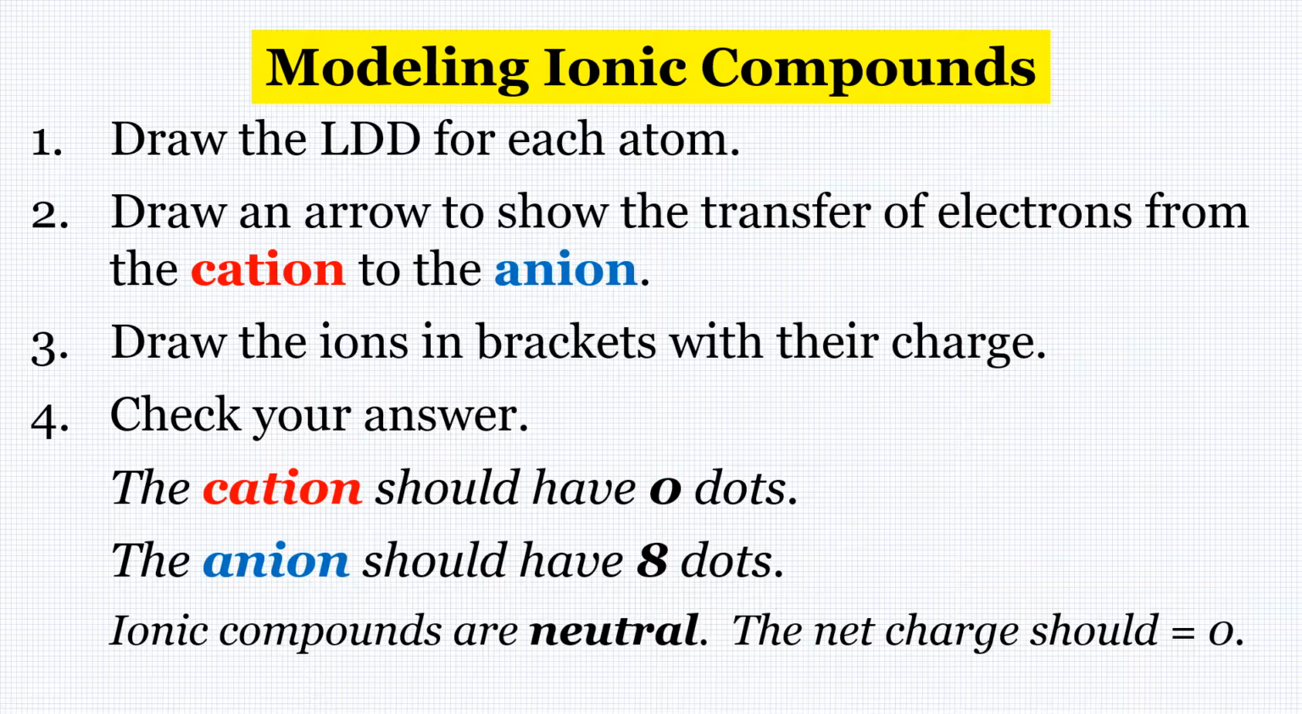Then we're going to draw the ions in brackets with their charge. And we can check our answer by looking at the cation. There shouldn't be any dots on that when we're done. The anion should have a complete set of 8 dots, and the net charge should always be 0 because ionic compounds are neutral.